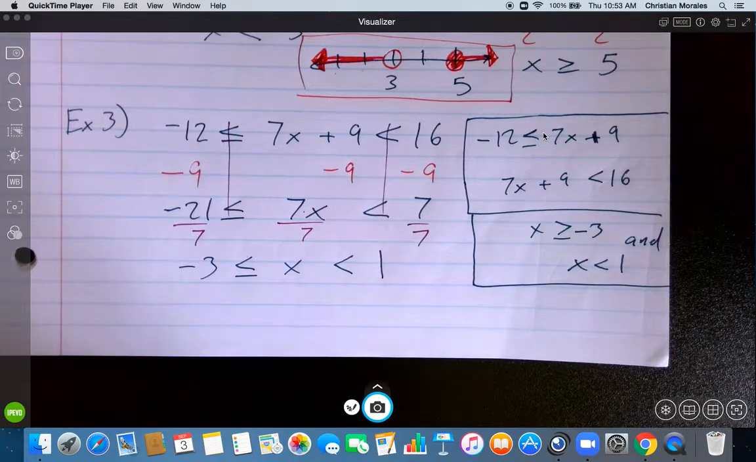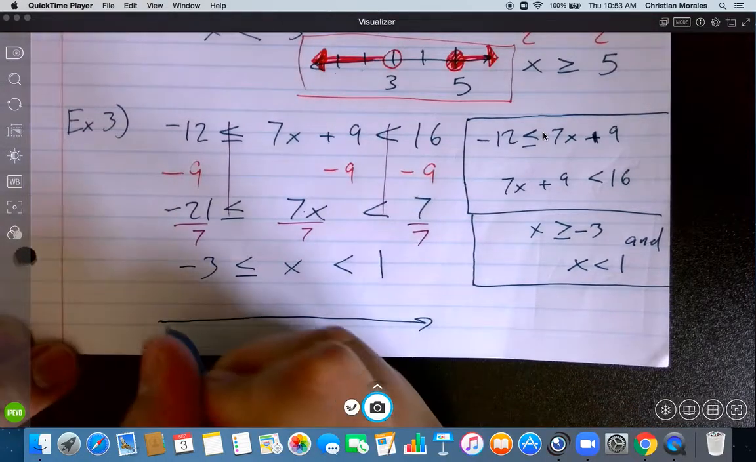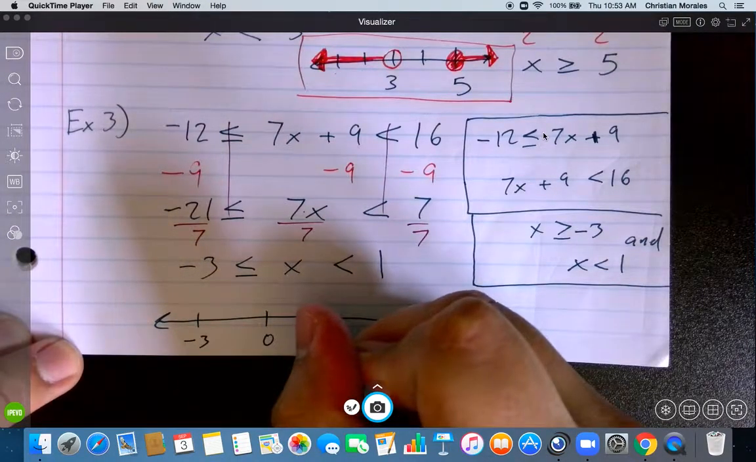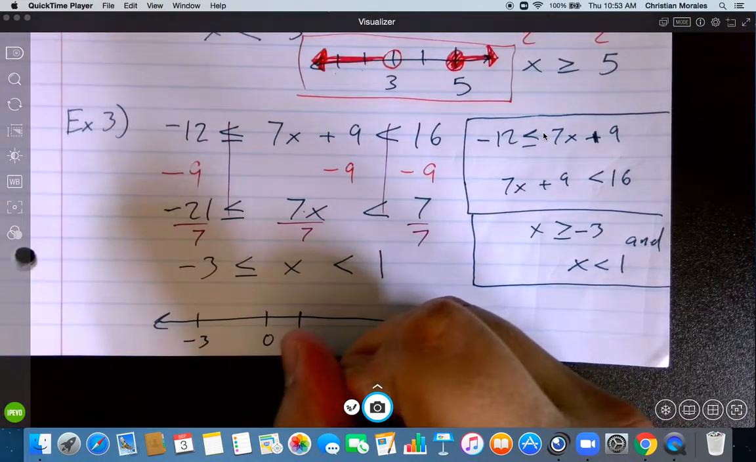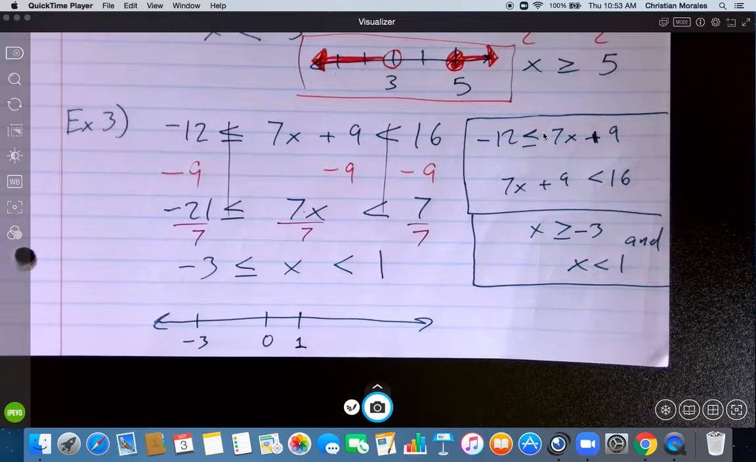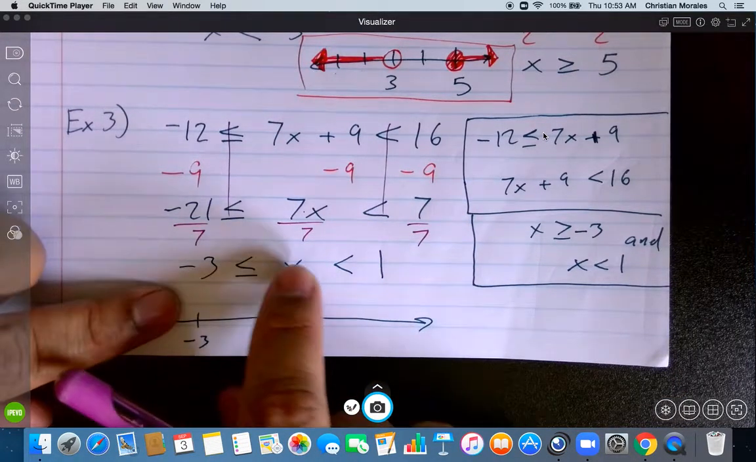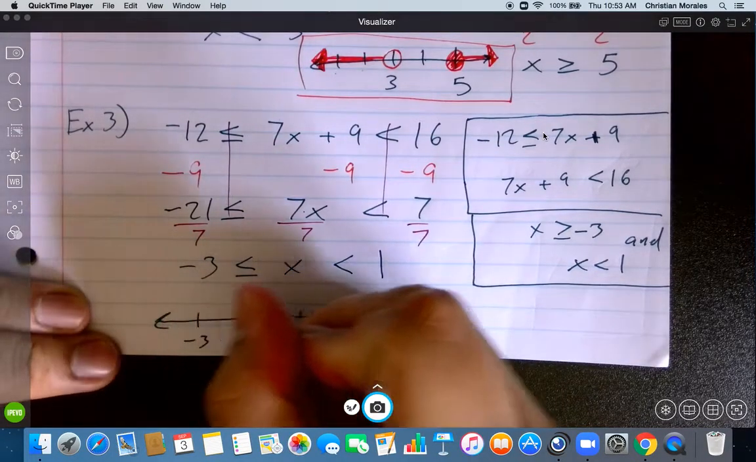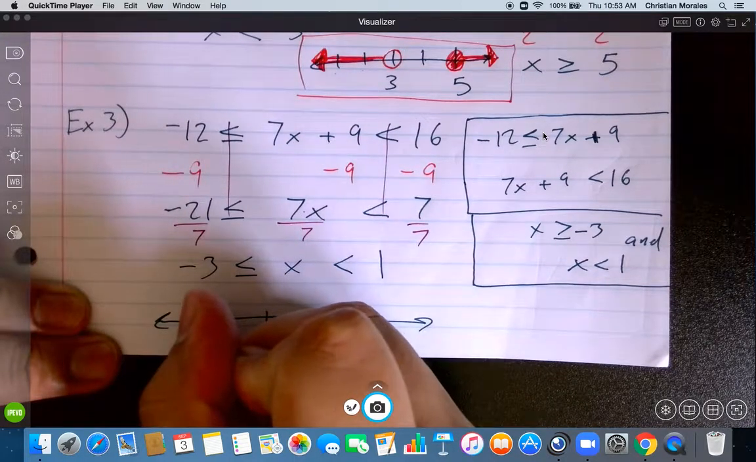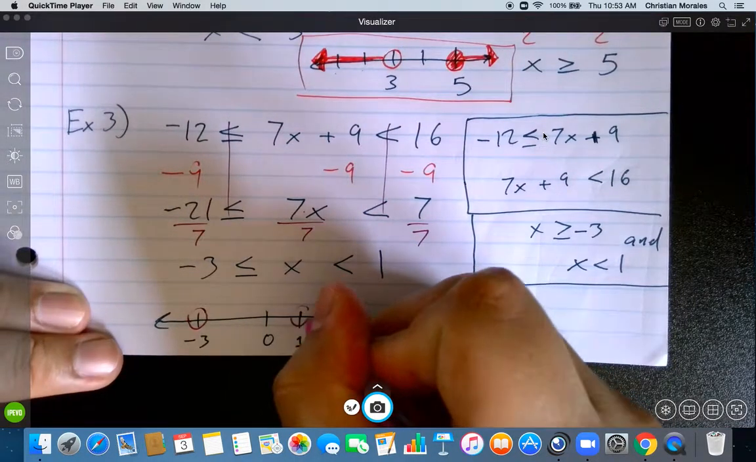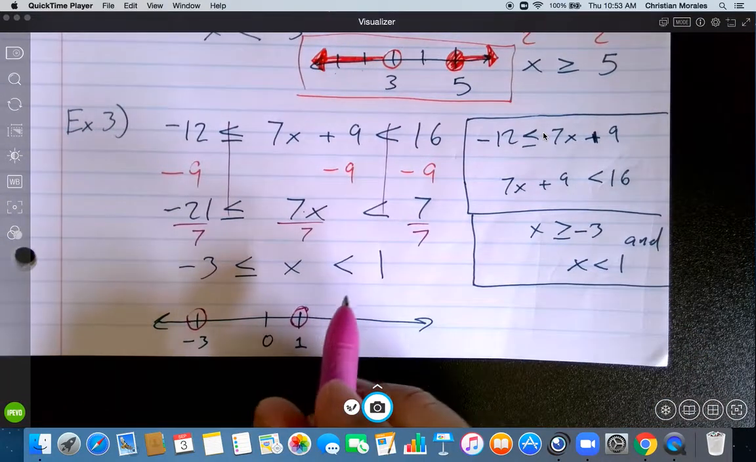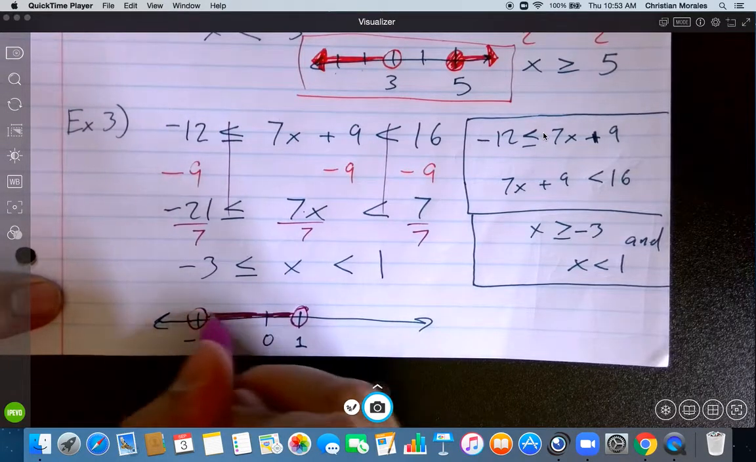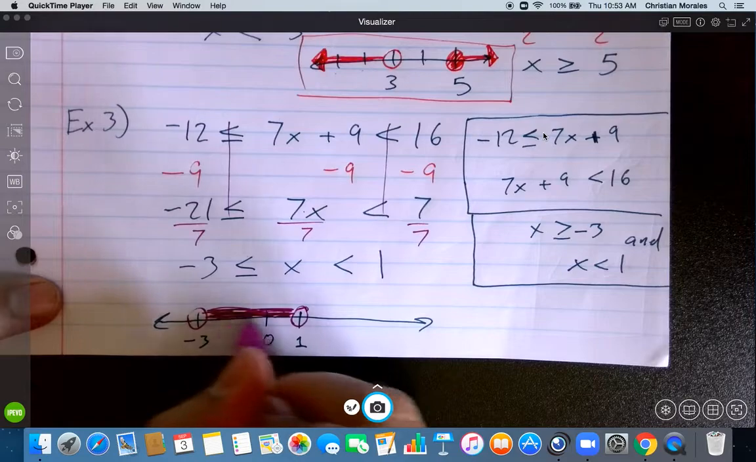Now the easiest way to graph this, guys, draw your number line. 0, 1, 2, negative 3. Put 1 right there. The number 1. Okay. Now, x is greater than negative 3 and less than 1. So the answers are in between negative 3 and 1. So you don't have to draw arrows. Your answer is just in between. So you just connect these 2 points. And that's where your answers are.